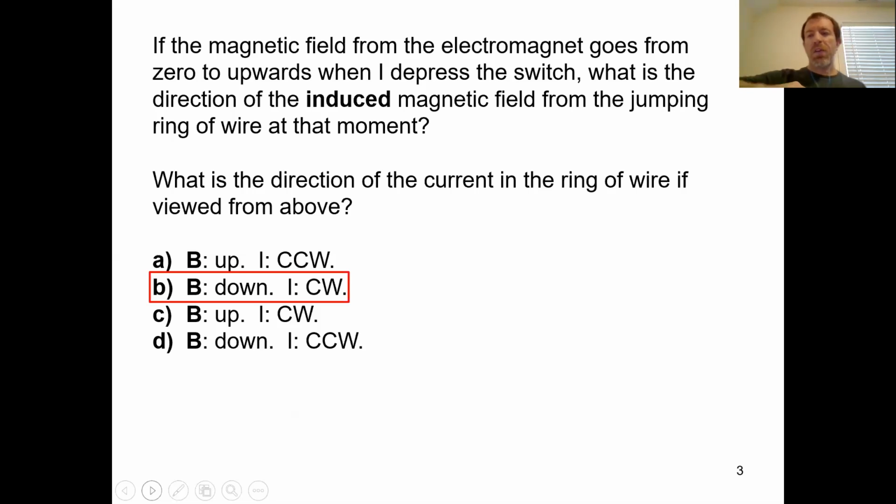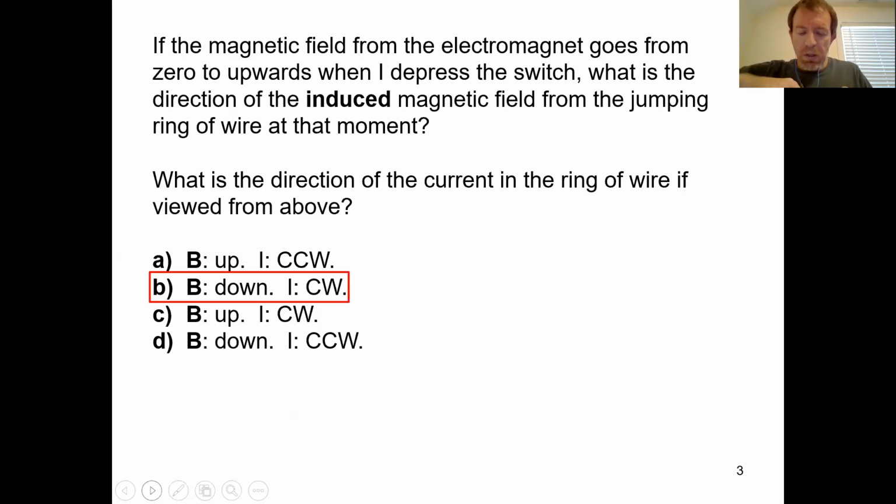And now we have to view this from above. So our fingers go downwards. Our thumb is going to tell us the direction of the current. Excuse me, I stumbled over my words. The induced field is downwards. I think I said magnetic field earlier, but I meant current. Fingers are magnetic field, thumb is current.